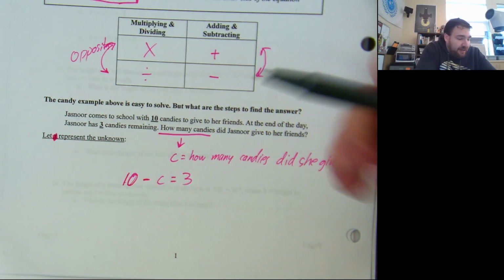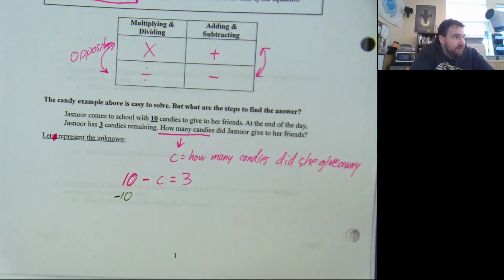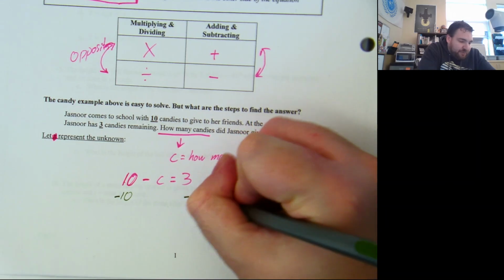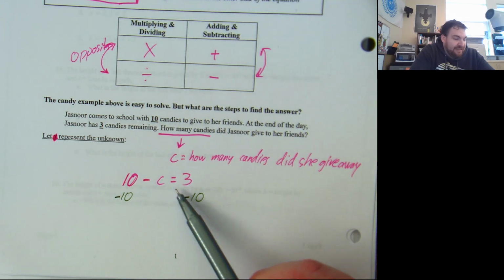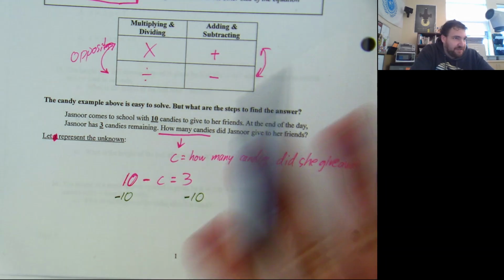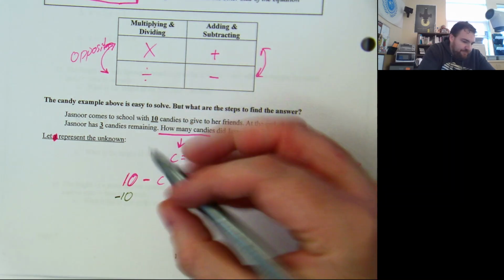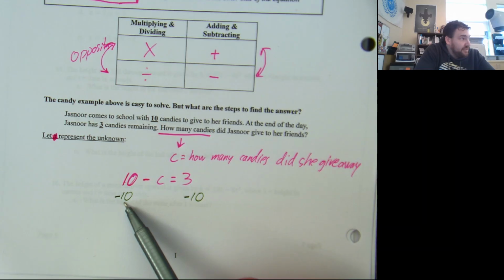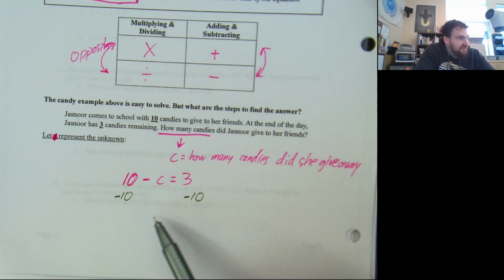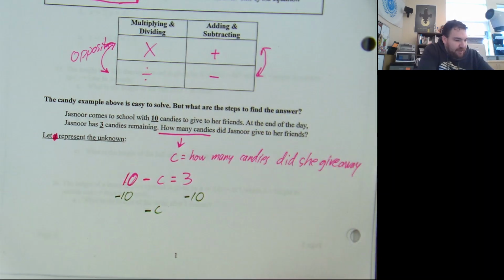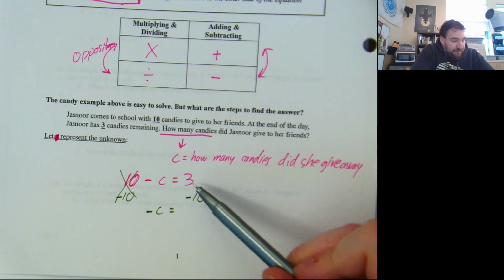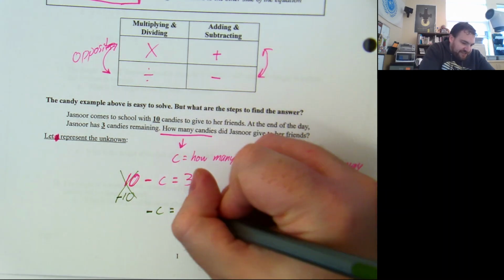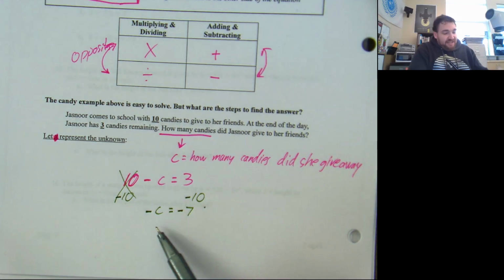To move it to the other side, I want to subtract 10 on both sides. Whatever I do to one, I have to do to the other to maintain this equality. We want to keep things fair in math. So 10 minus 10 is 0. And 0 minus C is just going to be negative C. This is gone, and I'm left with negative C. What is 3 minus 10? Negative 7. Cool. Now I have negative C equals negative 7.